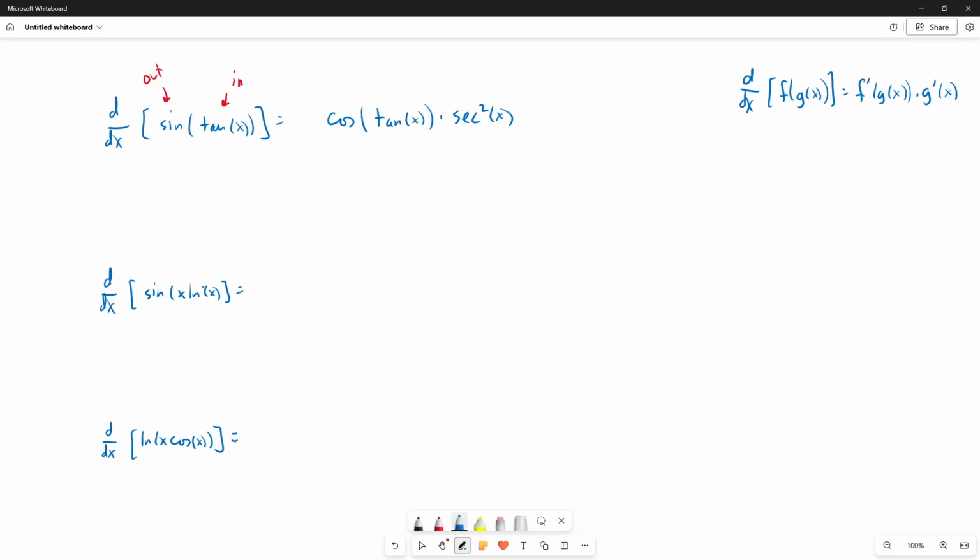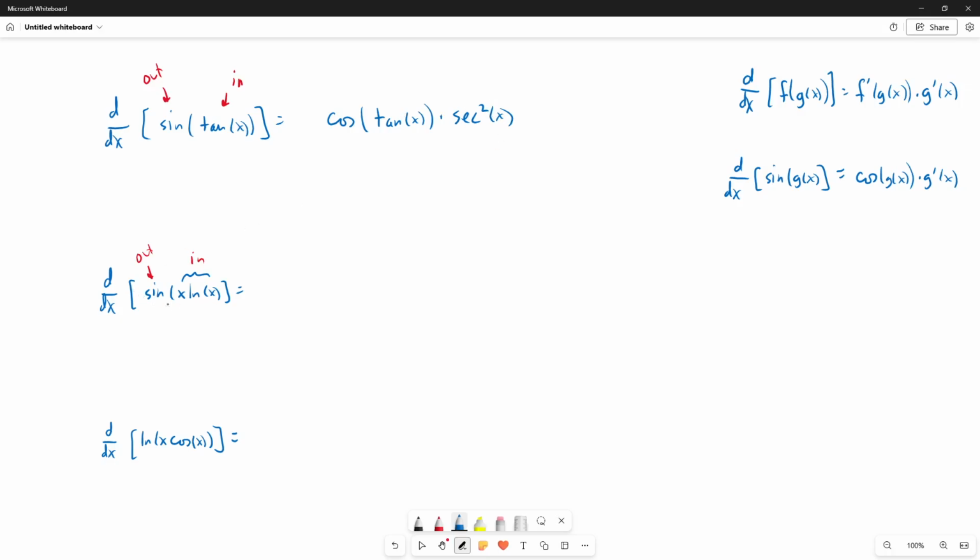For the second one, also a composition, we have an inner function, which is x times log x, and we have an outer function, which is again the sine function. So let's look at this formula explicitly with the sine function as the outer function. So this formula applied to the sine function as f says the derivative of the sine of g of x is equal to the cosine of g of x times g prime of x. That's what we had here, the cosine of g of x times g prime of x.